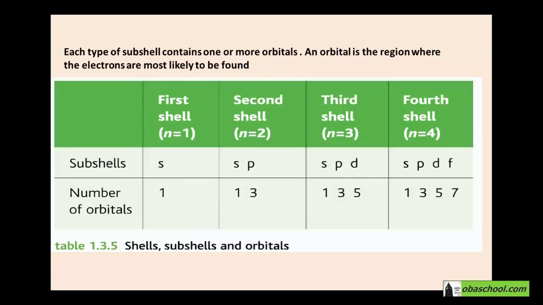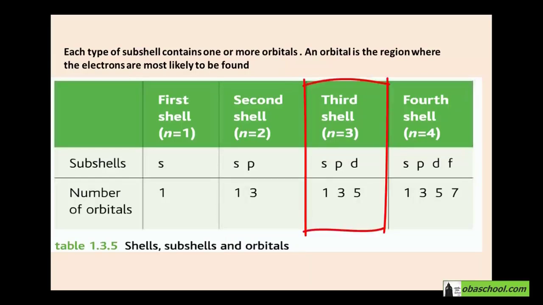Let's talk about shell 2. It has two subshells, S and P. S has only one orbital. P has three orbitals, which means we can find electrons in three regions.